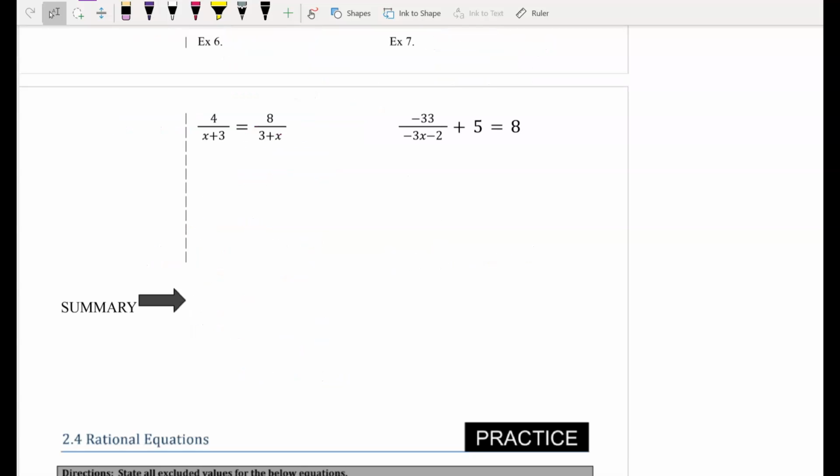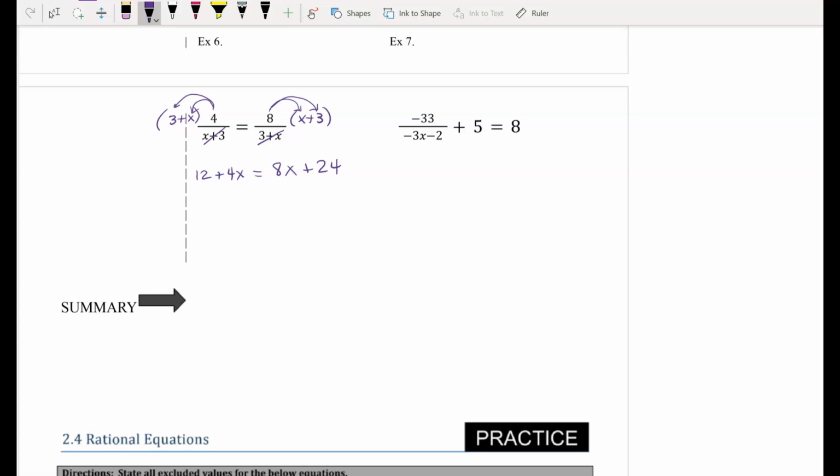On example 6, I have 4 divided by x plus 3, so I want to get rid of this denominator by multiplying the other numerator by x plus 3. I want to get rid of this denominator by multiplying the other numerator by 3 plus x. Now I want to distribute to get rid of the grouping, so 4 times 3 is 12, and 4 times x is plus 4x. And on the other side, get rid of the grouping by distributing 8. So 8 times x plus 8 times 3.